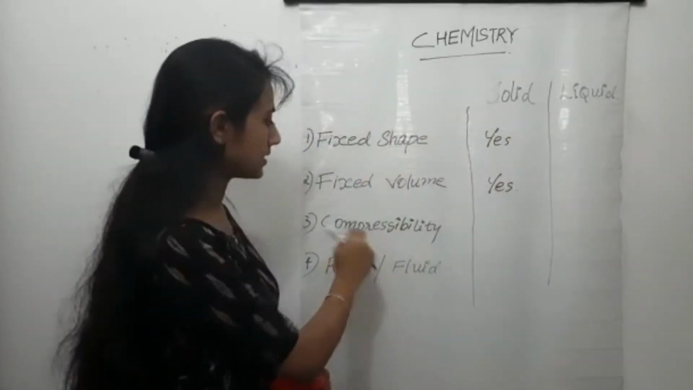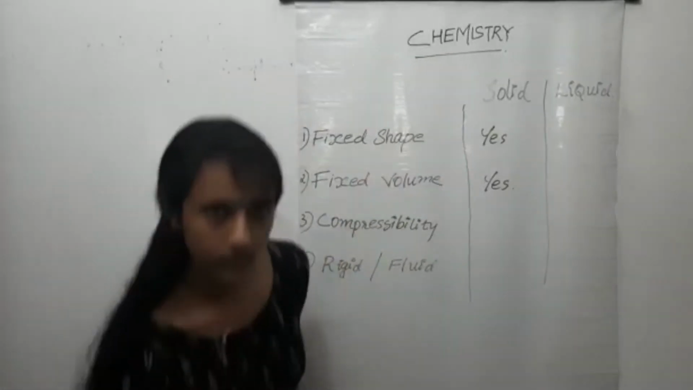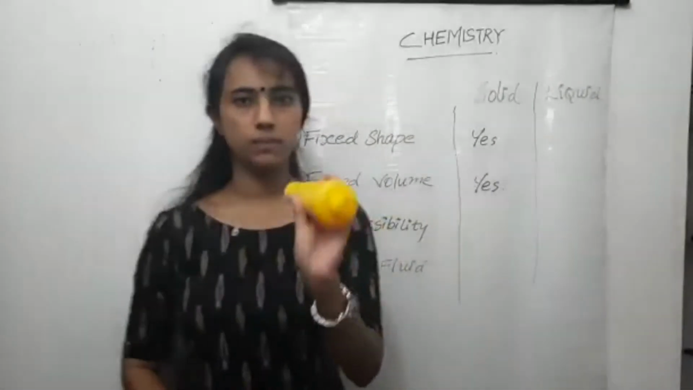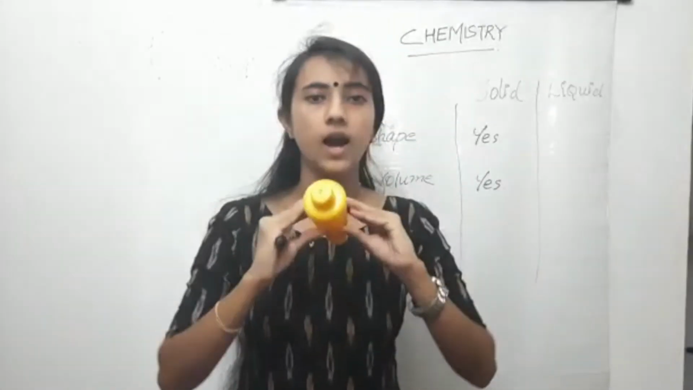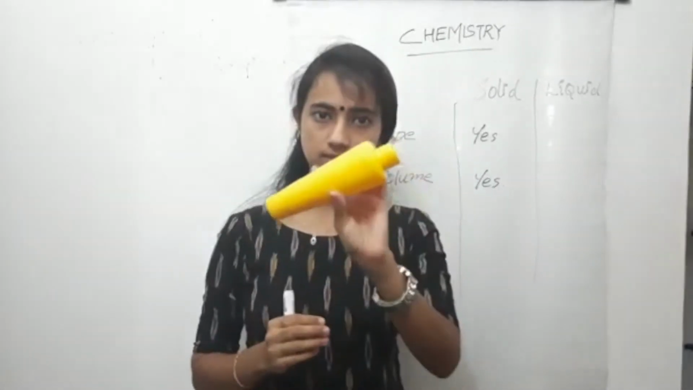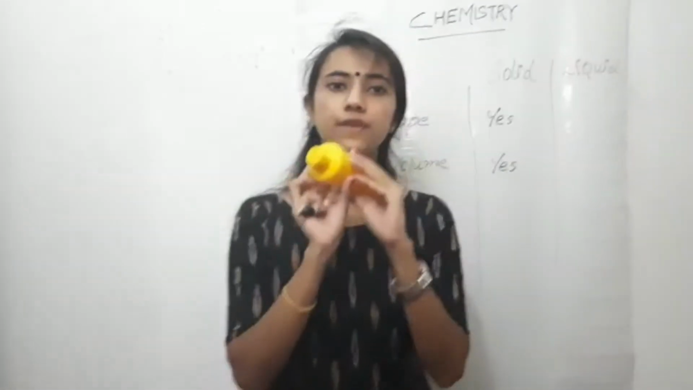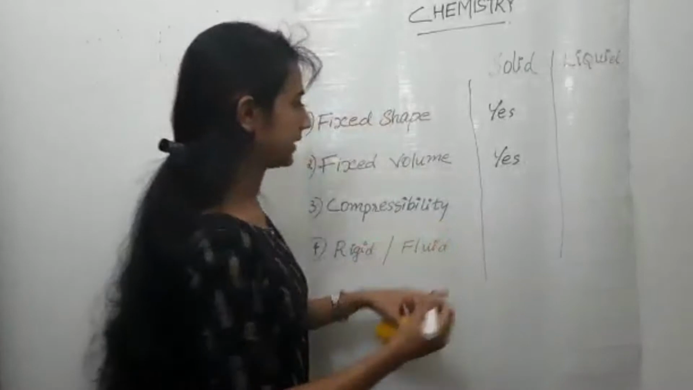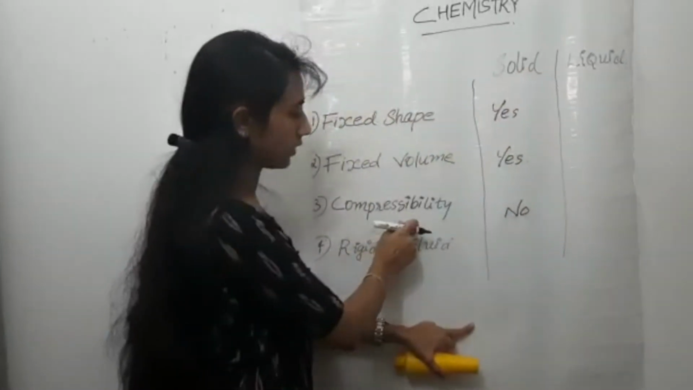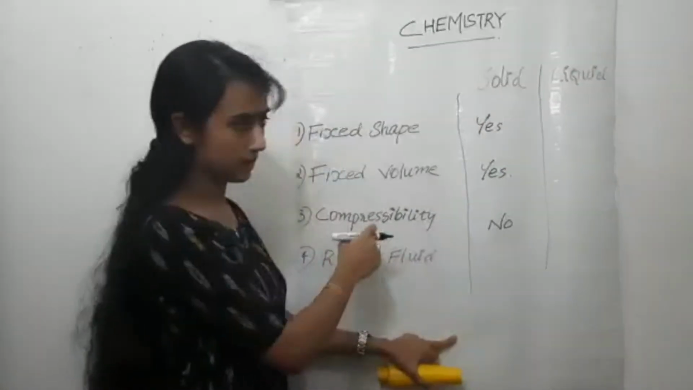The next one is compressibility. When I try to compress this cone, I can't do that because this is a solid and it has a fixed shape. So it is incompressible. Solids are not compressible.